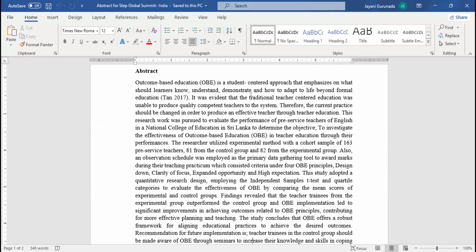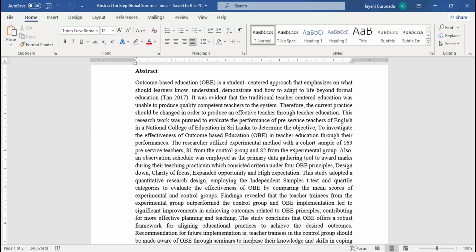Also, an observation schedule was employed as the primary data gathering tool to award marks. I have written about my objectives, then my sample, then about the data collection tools. So in the abstract, when the reader reads it, they should be able to get an idea about your whole research, right?